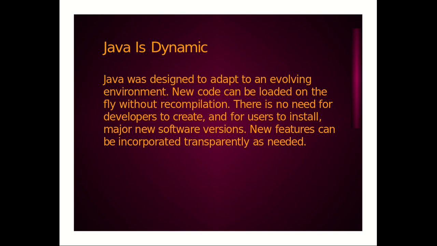Java is dynamic. Java was designed to adapt to evolving environments. New code can be loaded on the fly without recompilation. There is no need for the developer to install a major new software version; new features are incorporated transparently as needed. So any additional features that we add to the existing application or existing API are possible with Java. So Java is a dynamic programming language. In this way, we have completed the introduction to Java.